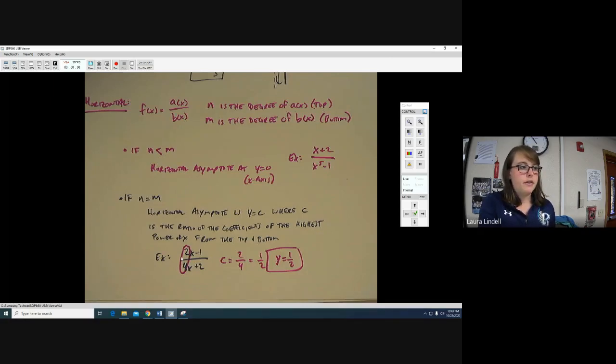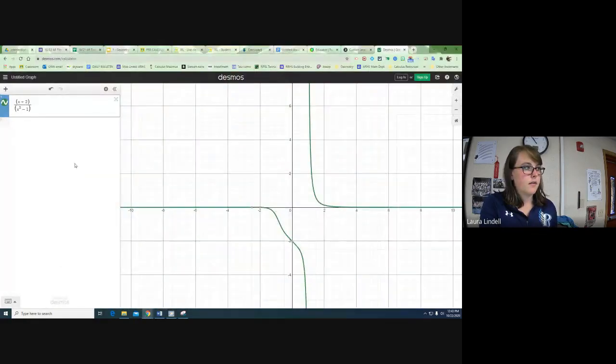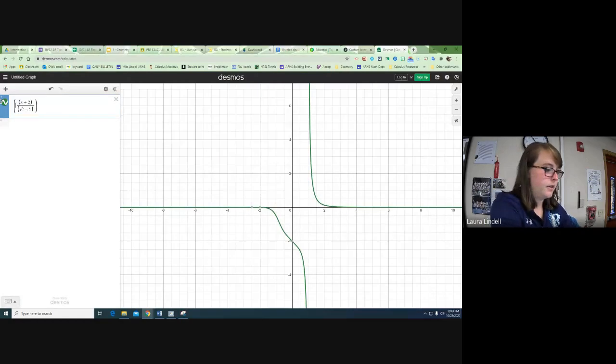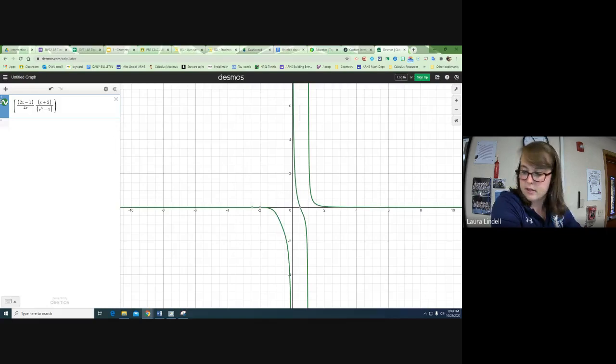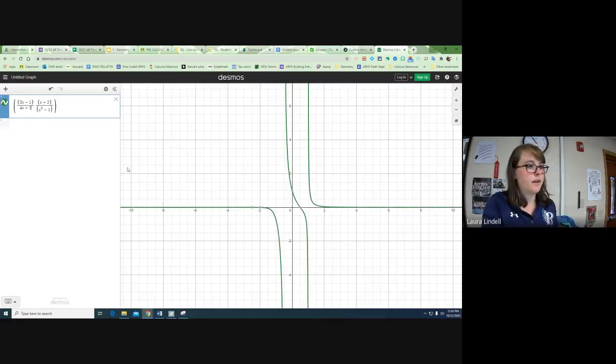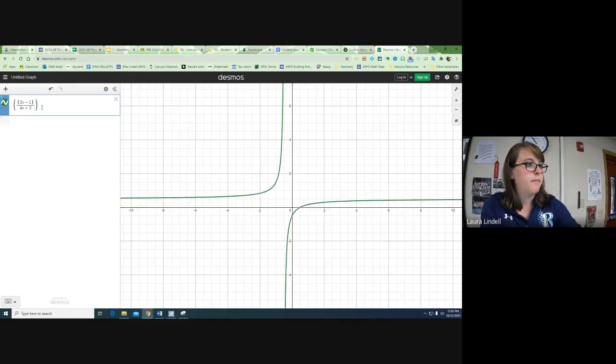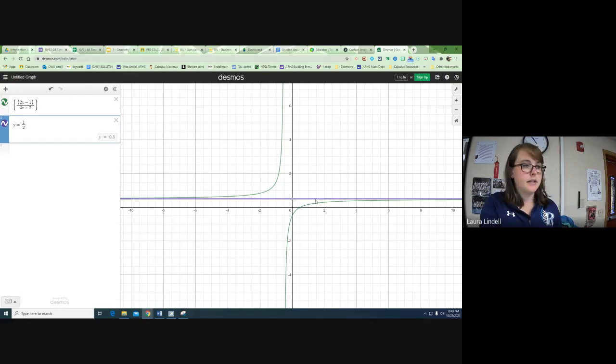And we can graph this and see where that happens. So we would have on top 2x minus 1, and on the bottom 4x plus 2. Oops, that didn't erase the way that I had hoped it would. Okay, why does my function look so weird? All right, and then if I plot y equals 1/2, we can see that this is the correct asymptote for this function.